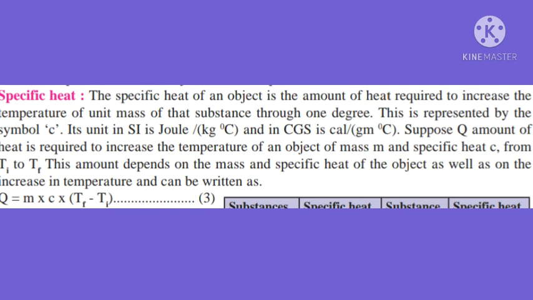Different substances have different specific heats, and the formula of specific heat, that is C, is equal to Q upon M into (T2 minus T1). Here C is specific heat, Q is the amount of heat, M is mass, T2 is the final temperature, and T1 is the initial temperature.